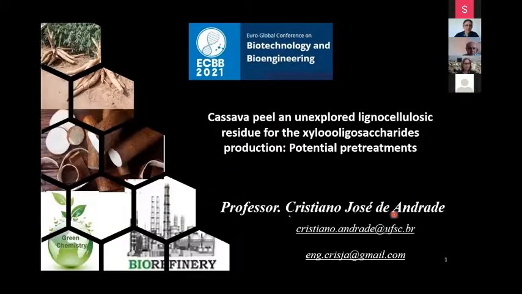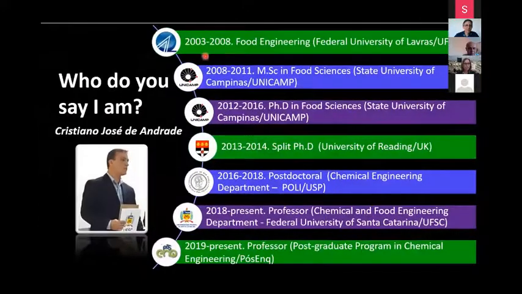I'm Cristiano Jose de Andrade. I earned my food engineering degree in 2008. After that, I went on for the master's degree and then the PhD degree, which I did as a split PhD in England, at the University of Reading. After that, I worked as a postdoctoral research fellow in the chemical engineering department, USP.